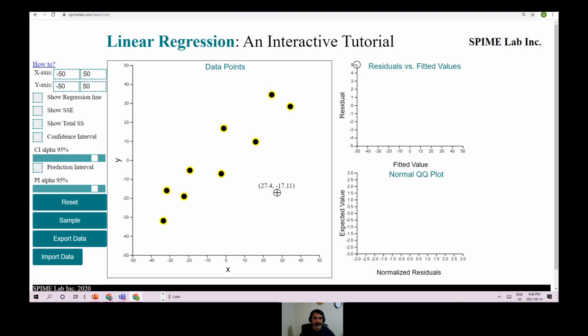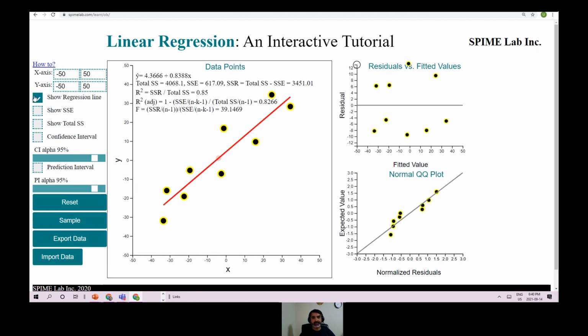Assume these are the data points. On the x-axis, we have the independent variable. The y-axis is the dependent variable. If we fit a regression model, it looks like that. A regression model is characterized through several features in numbers.